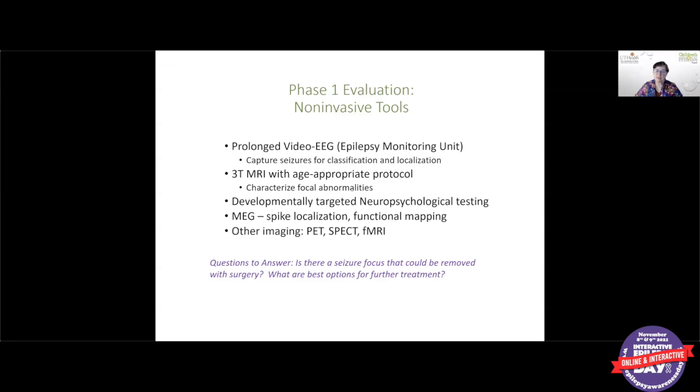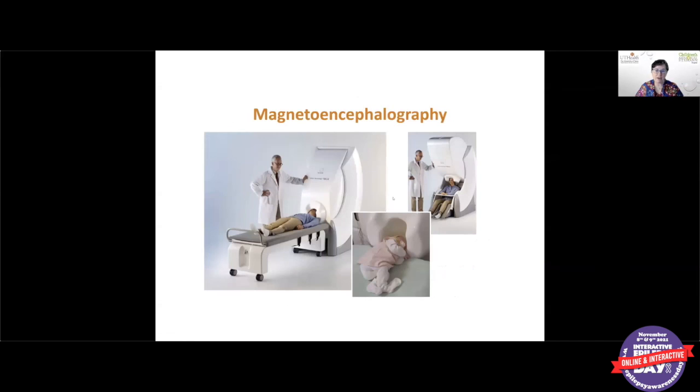And often, if all of these tests reveal a focus that's in the same place in the brain, then you can target that area of the surgery potentially. So that's really one of the main questions that we're trying to answer when we do phase 1 evaluation. These are all non-invasive tests, including the MEG, which we have at UT and Herman Hospital, and can be very helpful in localizing where a seizure or where the epilepsy is starting.